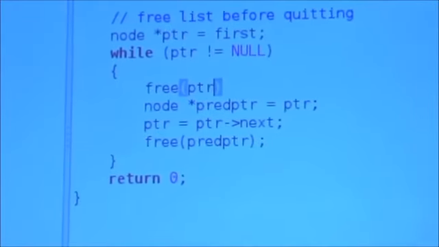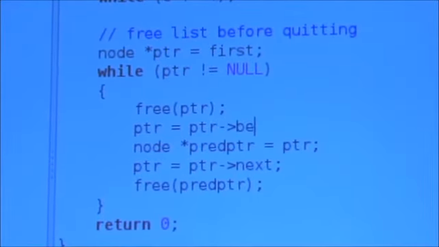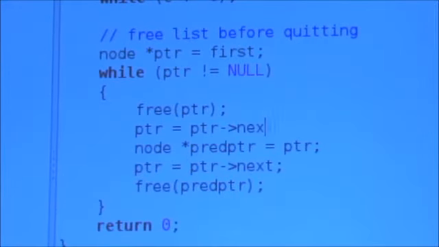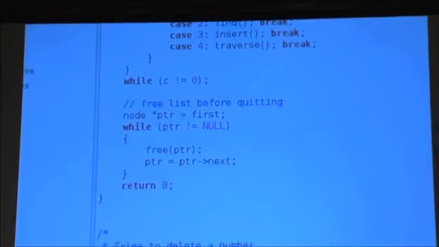Suppose I did the order of operations differently. Suppose I did this, free pointer, which feels very reasonable, and then do pointer gets pointer next. I mean, frankly, this is intuitively much more straightforward. Free what you're pointing at, and then update yourself to the next pointer, and then repeat. But why is this bad?